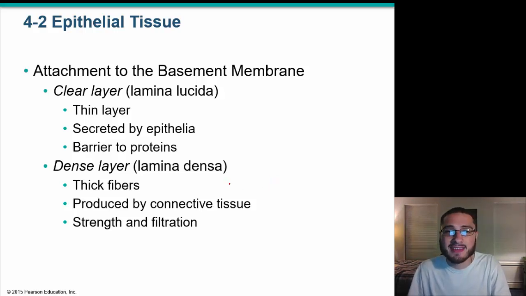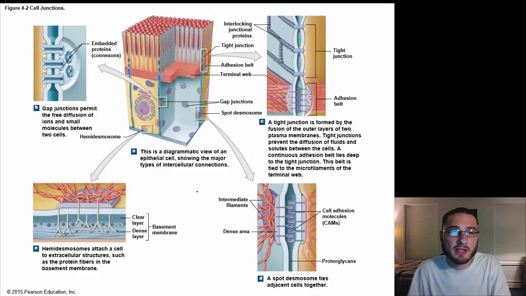When we talk about detachment to the basement membrane, you have a clear layer, you have a dense layer. These are visual representations of the different types. This diagram is showing all three of them, but more specifically, you have your gap junctions, your tight junctions, and then you have your desmosomes, which they show here, the two different types. You have your hemidesmosomes and then your spot desmosomes.